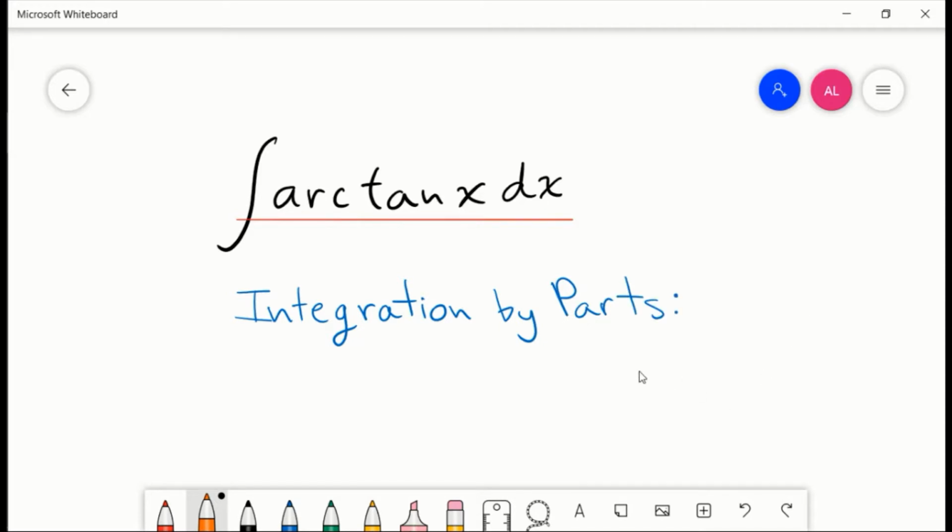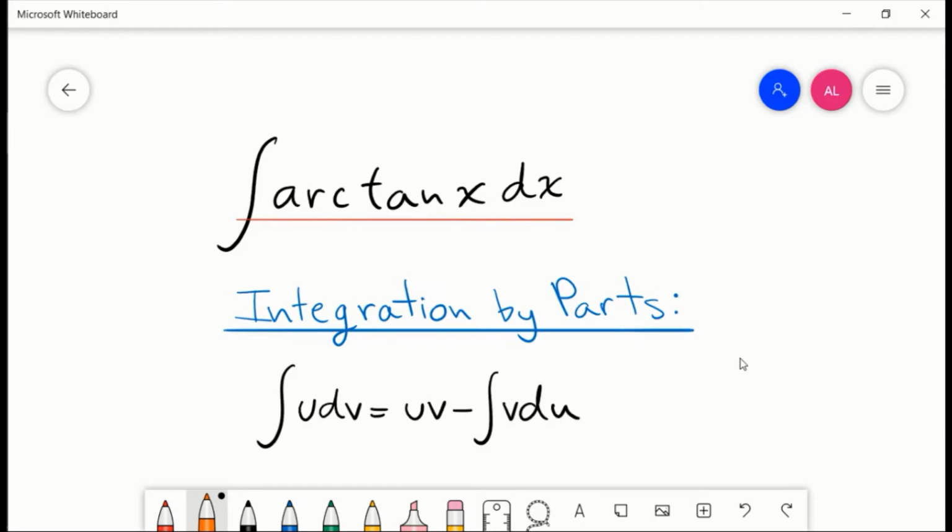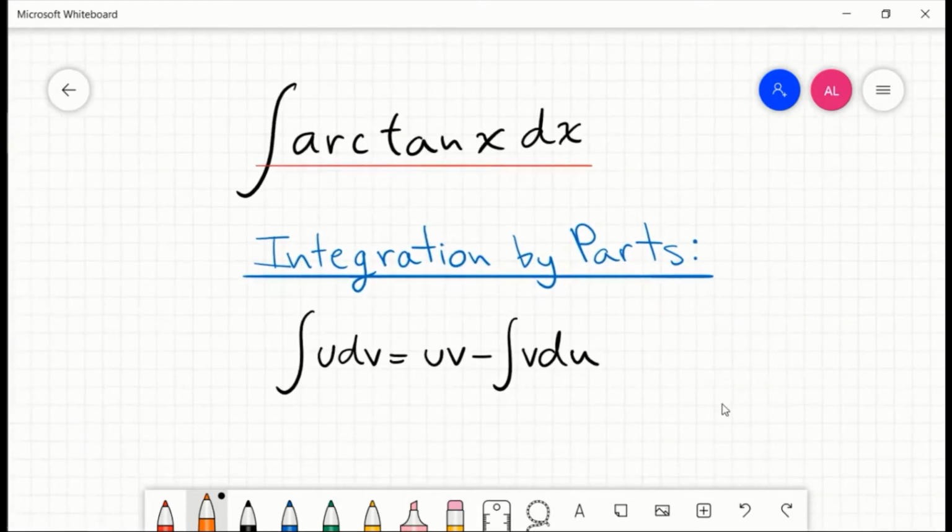So I will first explain the method we will use here on a general case for any function f of x. Then I will demonstrate this method used on the integral of the natural log of x, and then I will finally solve our goal integral. So let's first look at the integration by parts formula. It basically says that the integral of a function u of x times dv of x is equal to u times v minus the integral of v times du.